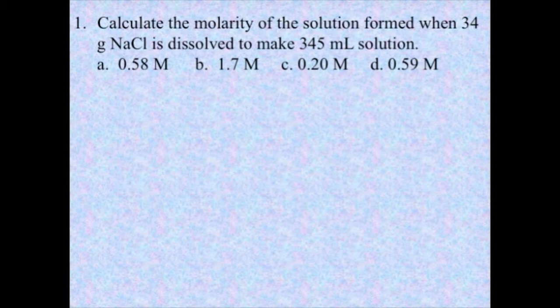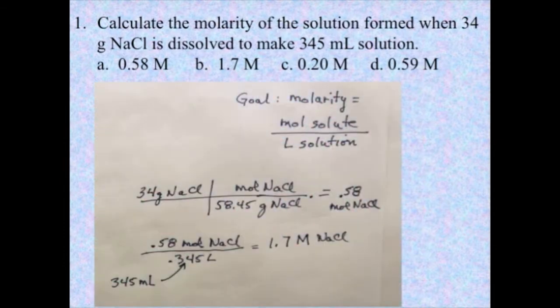Okay, so the goal is molarity here, and the useful unit is moles of solute per liter of solution. That's what we want to end up with. We take our 34 grams of sodium chloride, convert it to moles with the molar mass, 0.58, and then divide it by the volume, 345 milliliters, or 0.345 liters. Then we end up with moles per liter, which turns out to be 1.7 molar. All right, let's try another one.